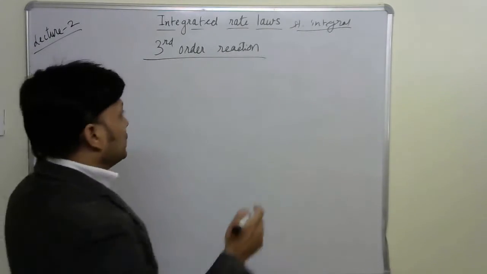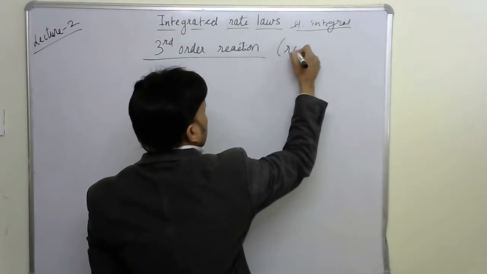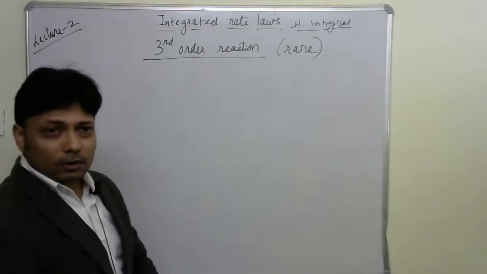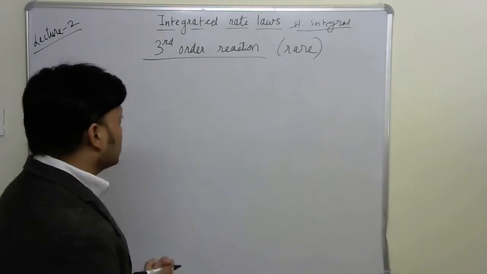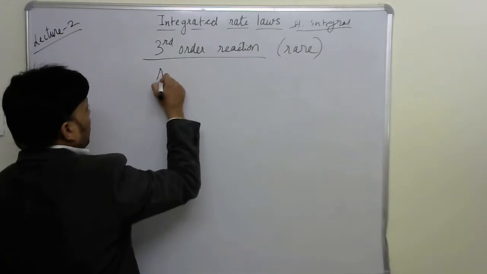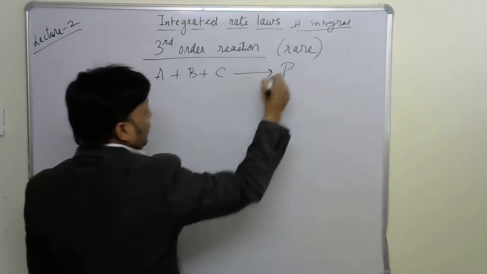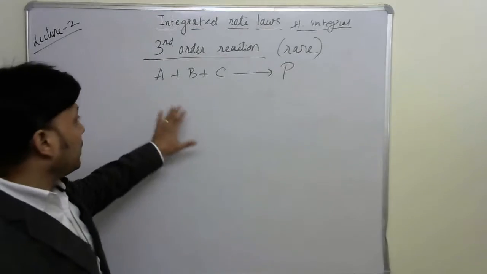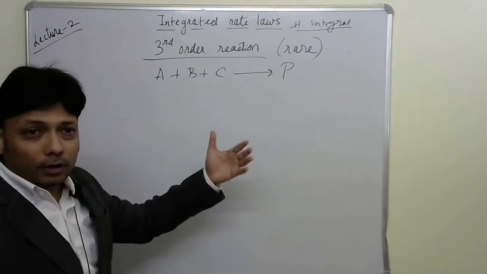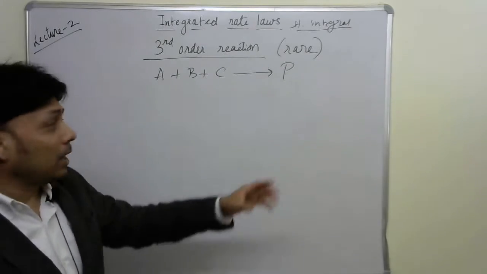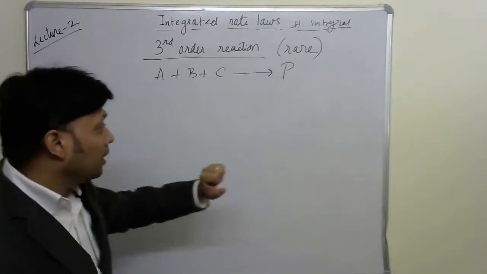As I told you, the third order reaction is relatively very rare compared to first and second order and other fractional order reactions. The reason is, anyway, let's first try to see a natural example that comes to our mind. The third order means three different reactants are probably colliding in a single step at the same time to give you the product P.